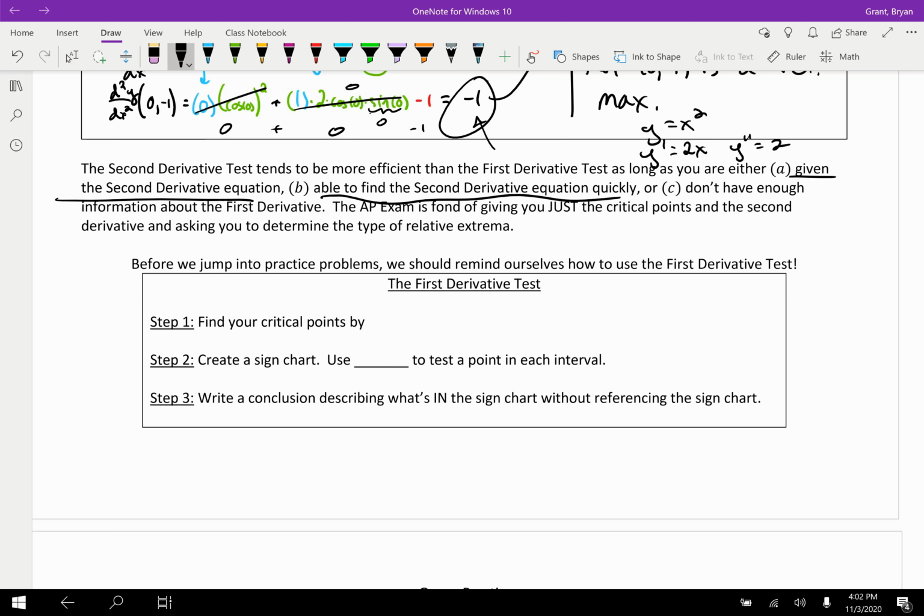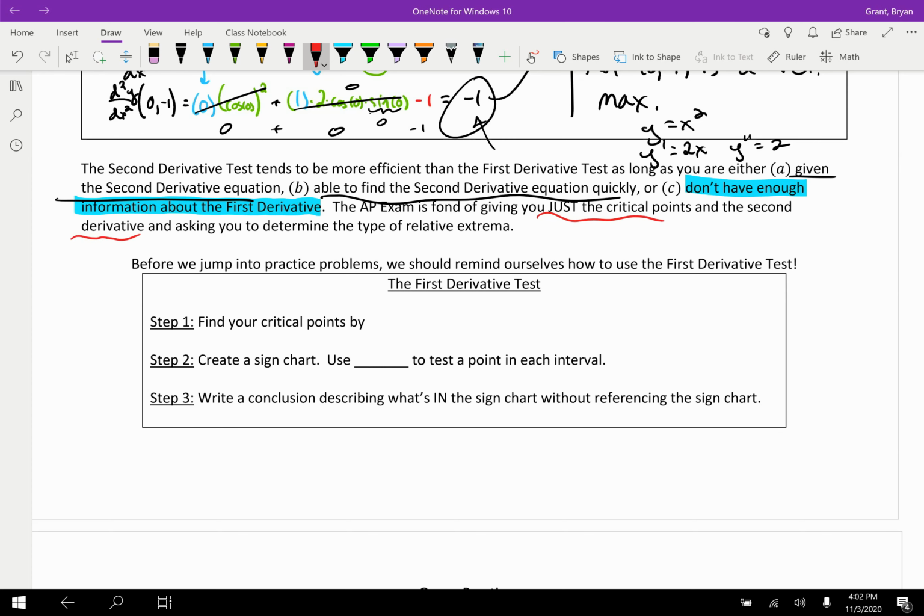Or, and then C is the big one, you don't have enough information about the first derivative. And that is what we saw in the opener. We only had the point 0, negative 1. We didn't have any other points, so we couldn't figure out intervals. The AP exam is very fond of just giving you a critical point, like we did earlier, and the second derivative and saying, tell us using the second derivative, is this a relative min or max? And if you forget the second derivative test, that becomes extremely tricky, if not impossible.